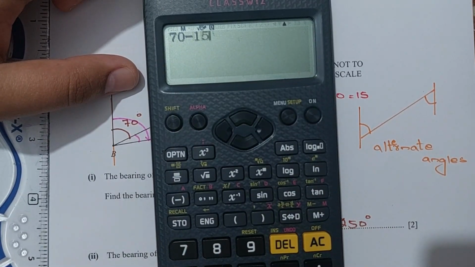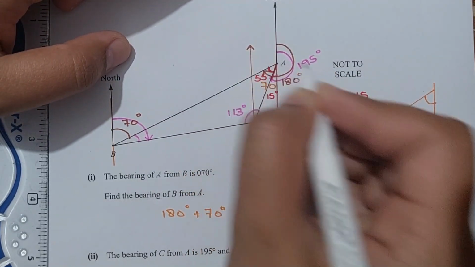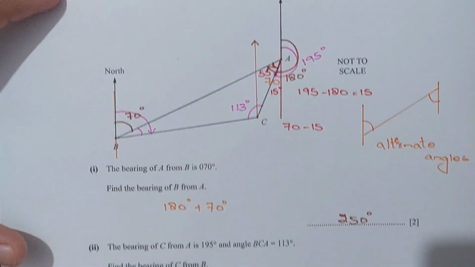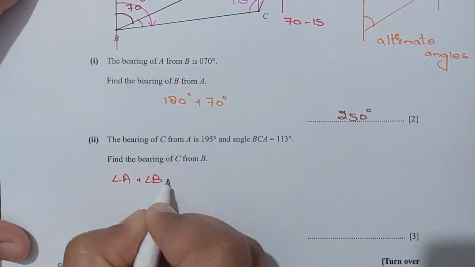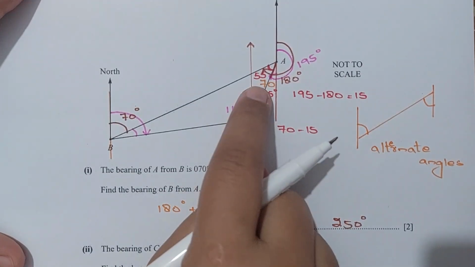Okay, 70 take away 15, this angle is 55. So the inner angle of A, I hope this makes sense now, is 55. The sum of all angles of a triangle add up to 180. So we can say angle A plus angle B plus angle C add up to 180 degrees. We got the angle A, which is 55.